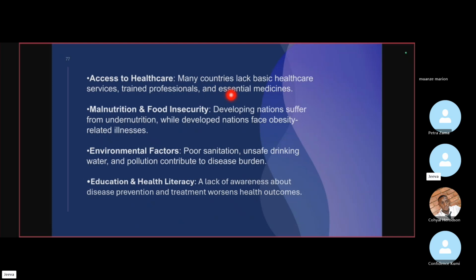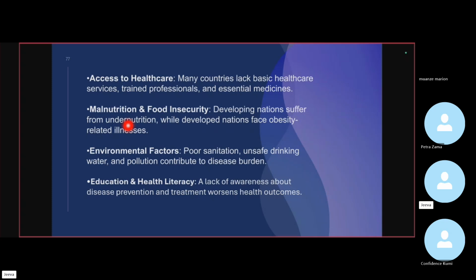Then access to healthcare. Many countries lack basic healthcare services, trained professionals, and essential medicines. That's why they send people to other hospitals, because they lack accessibility. They don't have proper services, they don't have healthcare professionals working for them, and they will lack essential medicines also.